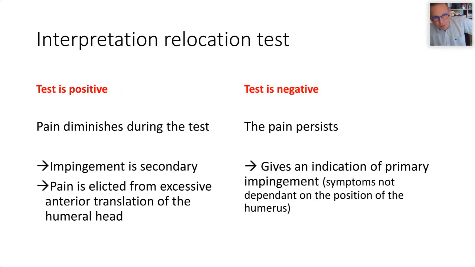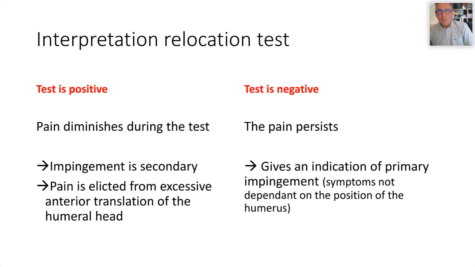What do we do with this relocation test? We consider the test being positive if the pain diminishes during the test. So I push downward. If the pain persists, then the test is negative. So if the test is positive, then your impingement, between brackets, is not your first idea, but there seems to be some kind of excessive anterior translation of the humeral head. Okay.